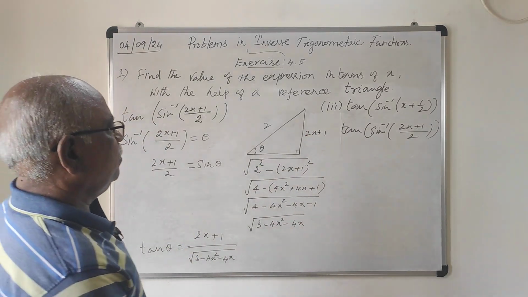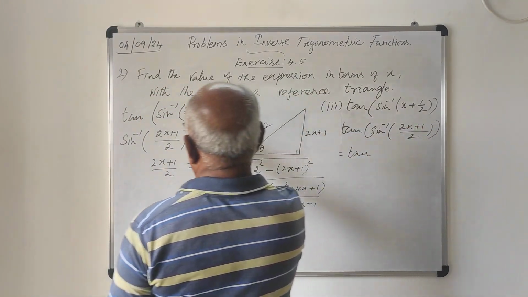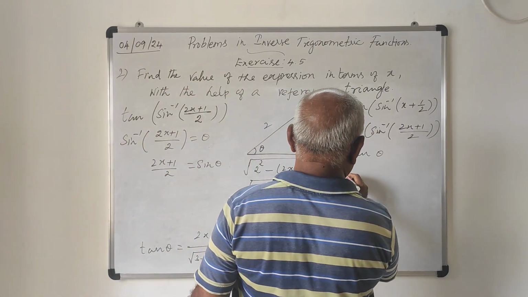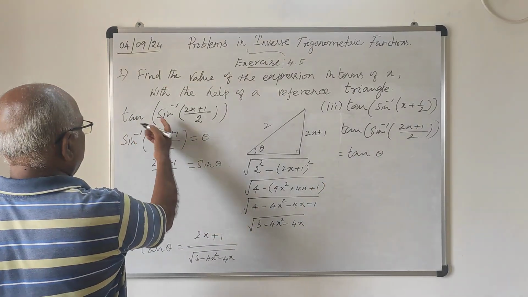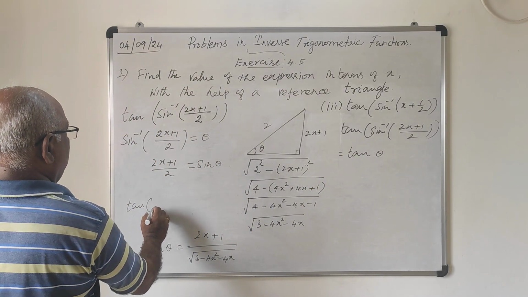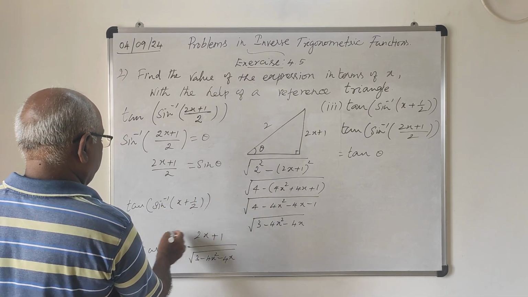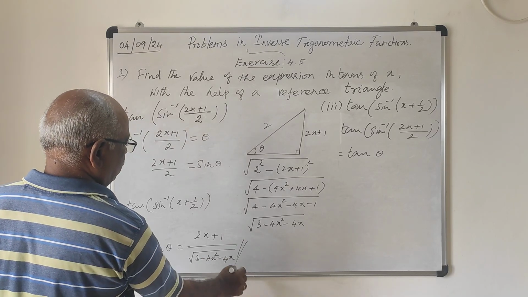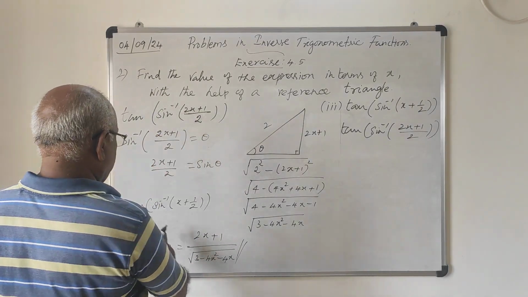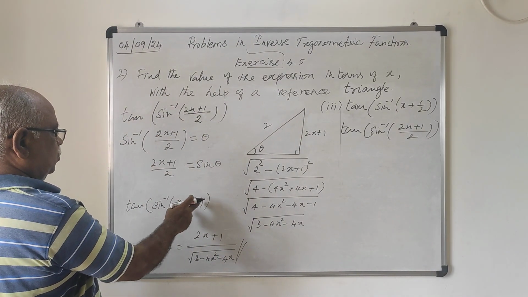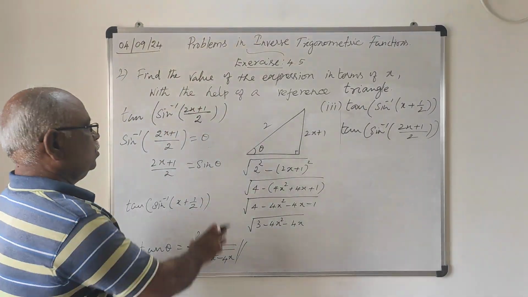This is tan theta. So the problem becomes tan of sin inverse of 2x plus 1 by 2 is theta. This is tan theta. So what is tan theta? This is the expression. Okay, the entire problem, tan of sin inverse of x plus 1 by 2, becomes tan theta. This is the answer for this problem. That's all about the problem. We want tan theta only. That is, tan of sin inverse of x plus 1 by 2 is 2x plus 1 by root of 3 minus 4x minus 4x square. That's all about the problem.